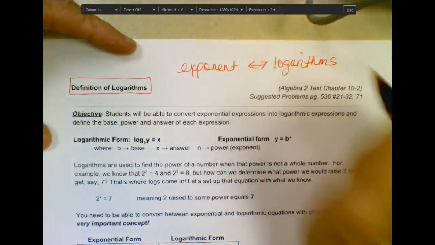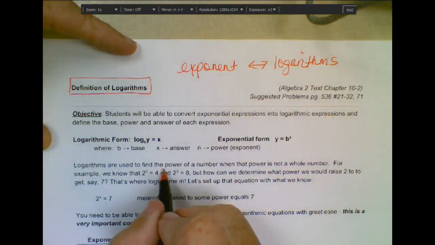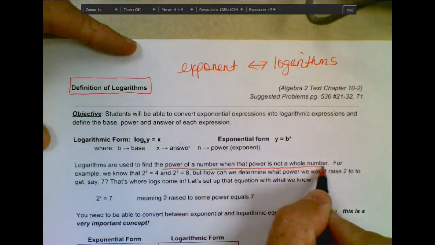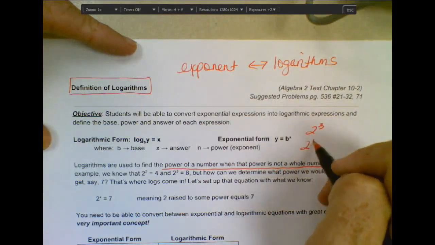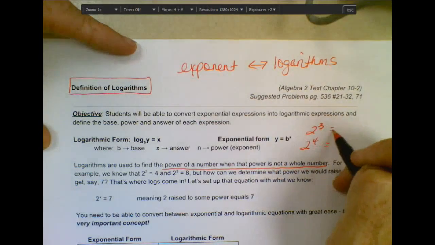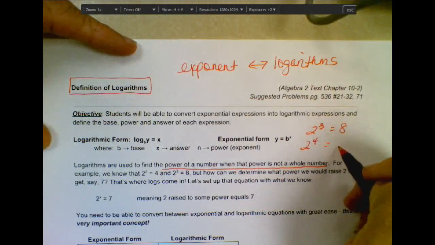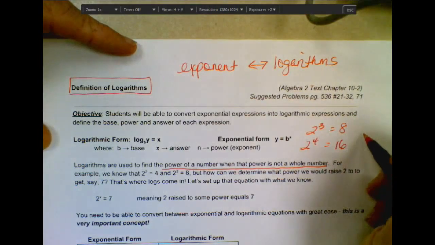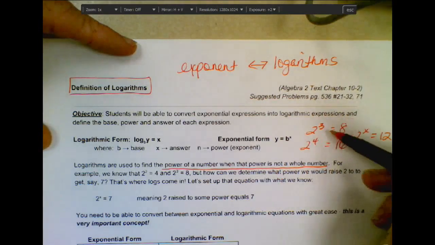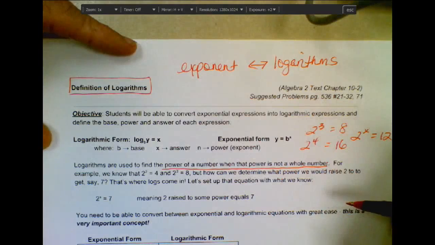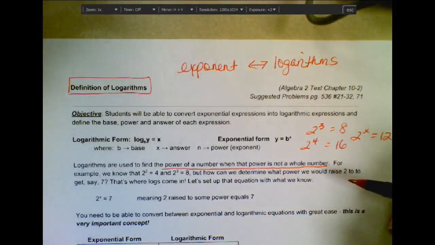Logarithms help us find the power of a number when that power is not a whole number. So far you've dealt with 2 to the third, 2 to the fourth, right? And we know that 2 to the third is 8, 2 to the fourth is 16. But what if I want to know 2 to the what power equals 12? I don't know what that is. I know it's somewhere in between the third and fourth power, but I don't know exactly what. So logarithms are going to help us answer that question.